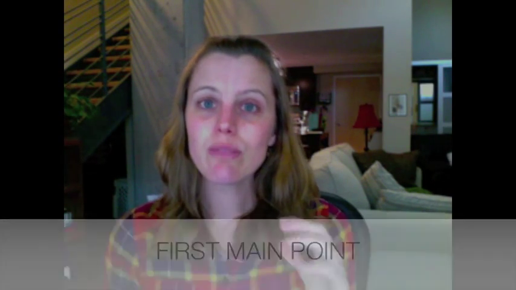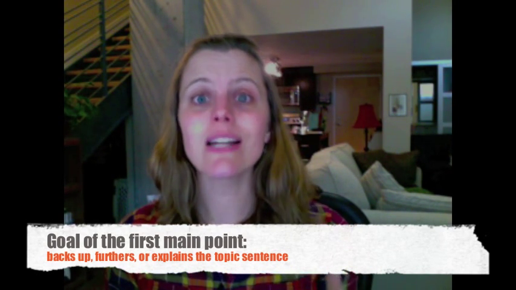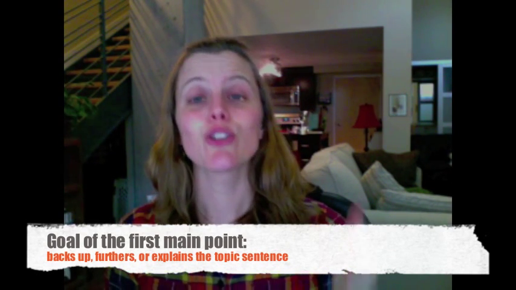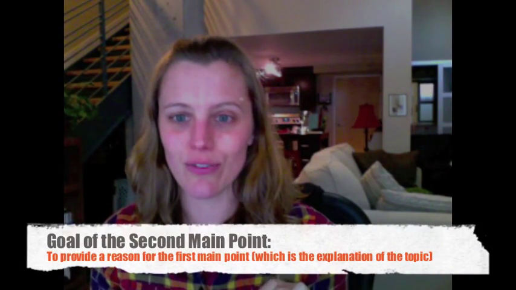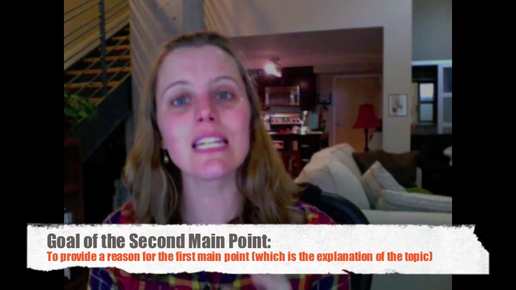It depends on what you're writing, but you have a topic sentence or sentences, then you have a first main point, right? So the first main point, it backs up, furthers, or explains the topic sentence. So you state the idea and then you say something about that idea, right? So you sort of say a little bit more to the reader about it. Second main point usually provides a reason for the first main point. And by reason, I mean evidence, examples. It gives the reader a reason to believe this idea, this topic that you're discussing.